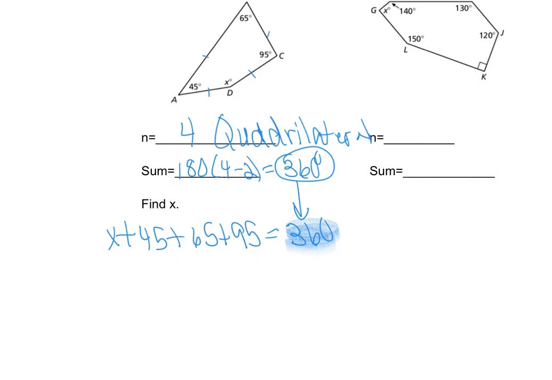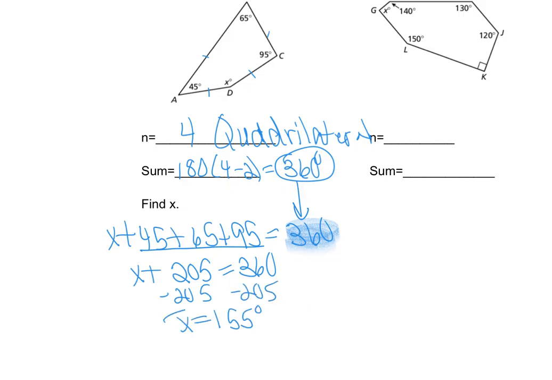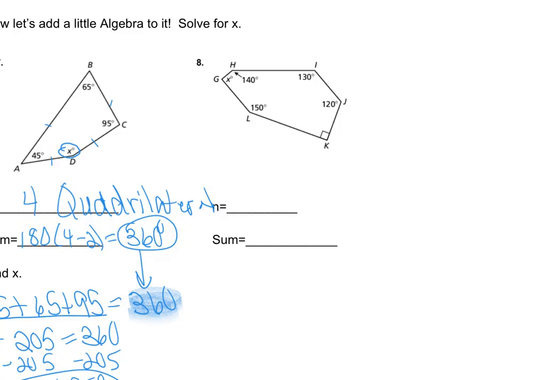So when we go ahead and combine our like terms, these guys are our like terms, we would get x, when we add that 45 plus 65 plus 95, we should get 205 equals 360. If we subtract 205 from both sides, we get that x is 155 degrees. And if you look, the pictures in this unit should be drawn pretty much to scale. So if you look at this x right here, that's an obtuse angle. It's bigger than 90 degrees. It's less than 180. So 155 would be an answer that makes sense.